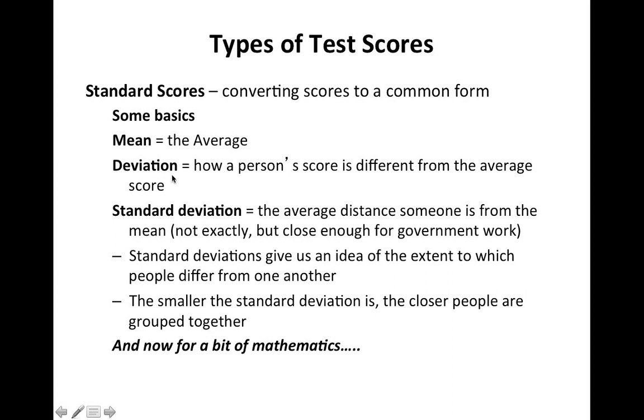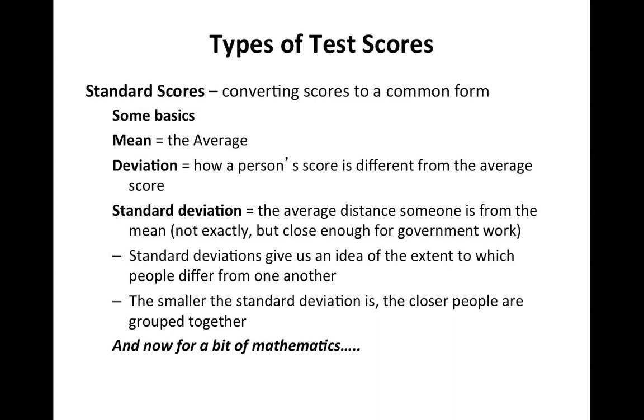A deviation score is positive if you are above the mean. It's negative if you are below the mean, okay? Now the standard deviation is really a way to represent the typical difference between any one person's score and the average score. And one thing about this is that it's always positive.